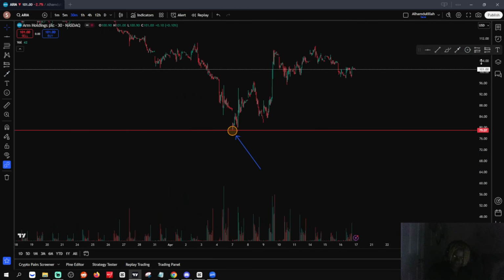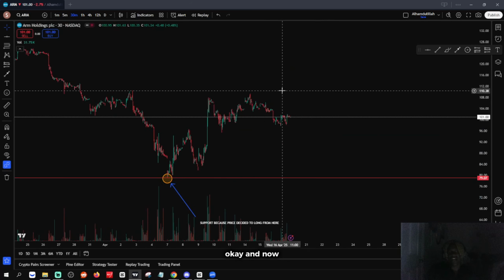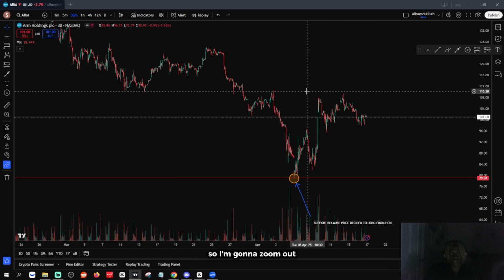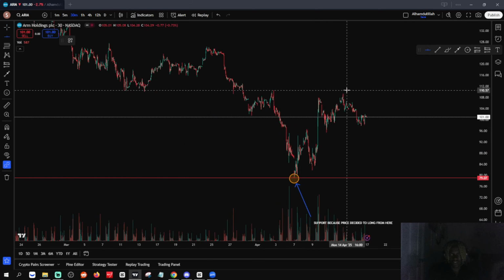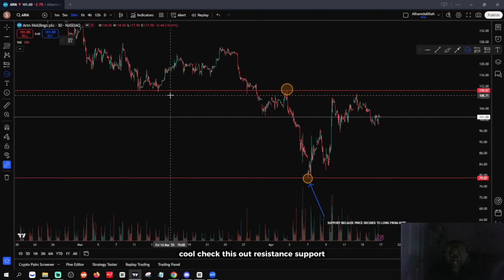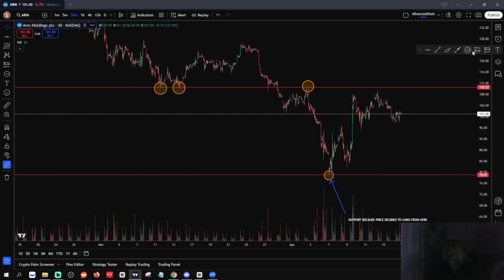Okay? This would be my area of support because price decided to long from here. And now I would go ahead and just find my area of resistance with support near it. So I'm going to zoom out, look for my area of resistance with support. Cool. Check this out. Resistance, support, support, support.